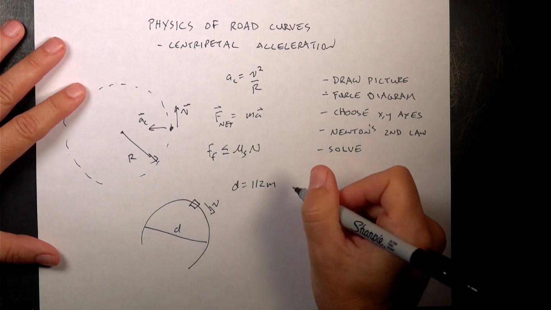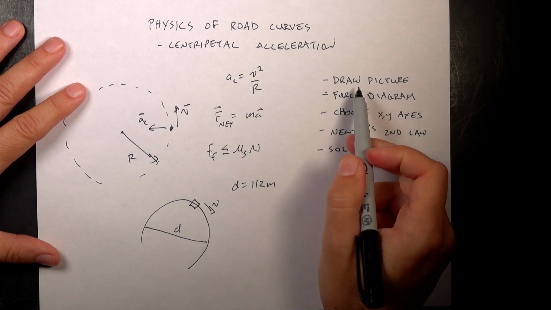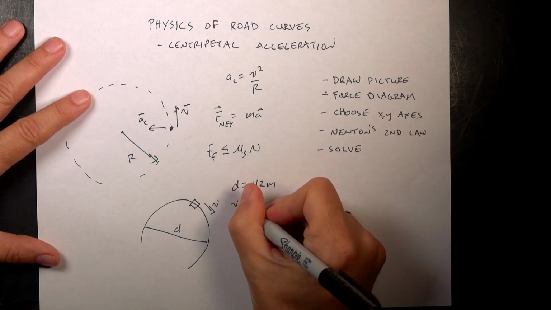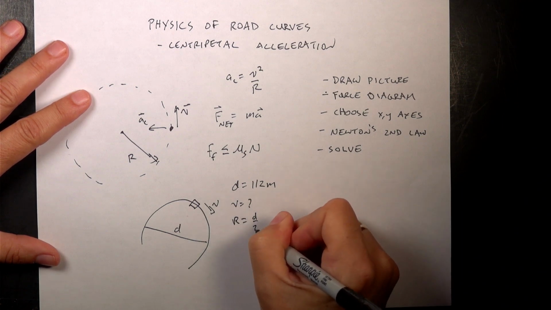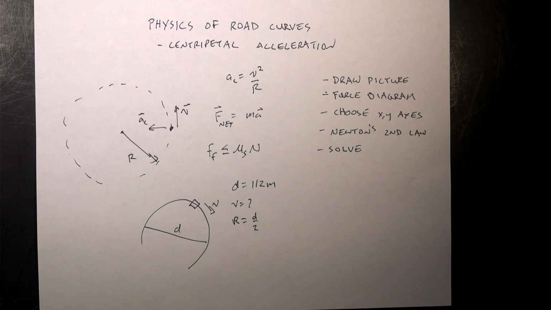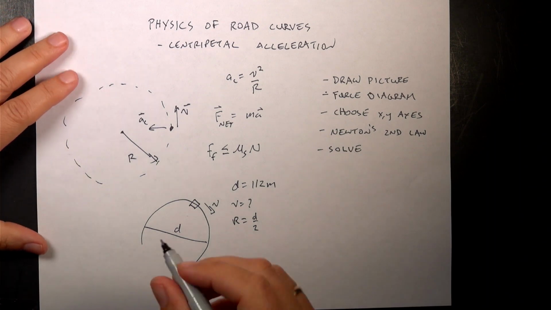So the first thing I need to do is draw a picture. Got that. I also want to write V equals, since I don't know what I'm looking for, and R equals D over 2. You may think off the top of your head, what about the mass? I don't know that. Well, let's just leave it out. What about the coefficient of friction? Okay, I looked that up beforehand.